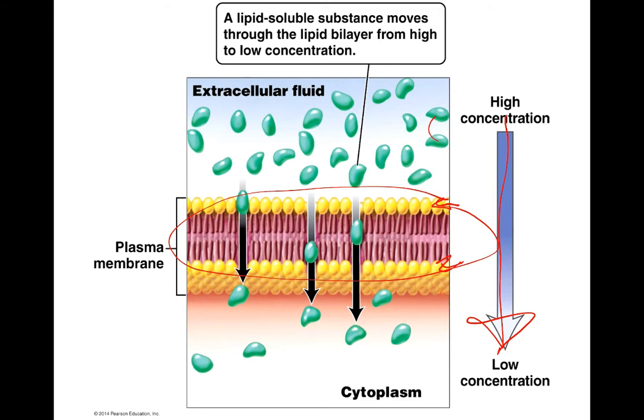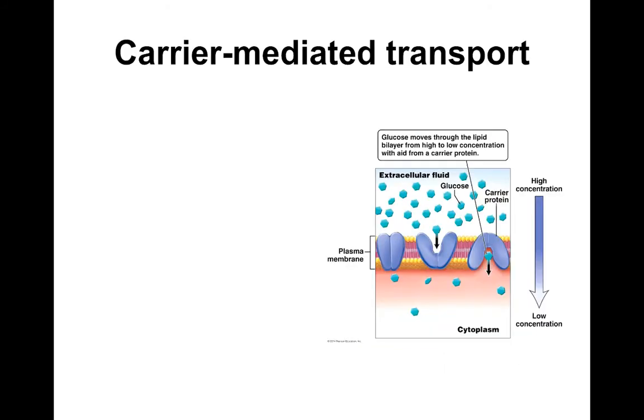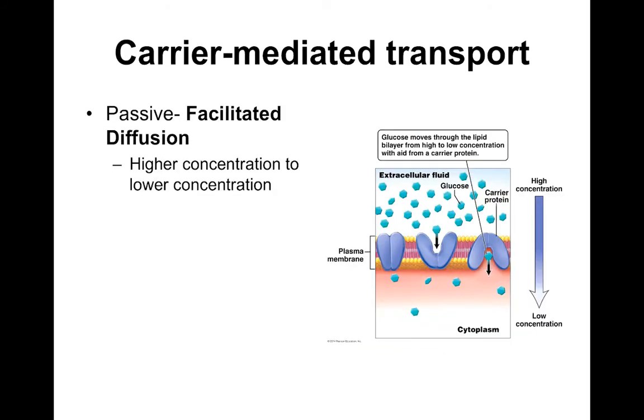Then we get to carrier-mediated transport. We have two different types. We have passive carrier-mediated transport and we have active carrier-mediated transport. Passive carrier-mediated transport is what we call facilitated diffusion. As you can see in this picture, we have proteins embedded, we call these integral proteins, embedded in the membrane that allow for molecules of a high concentration external to the cell to move into the cell so that the concentration is even on either side of the plasma membrane.